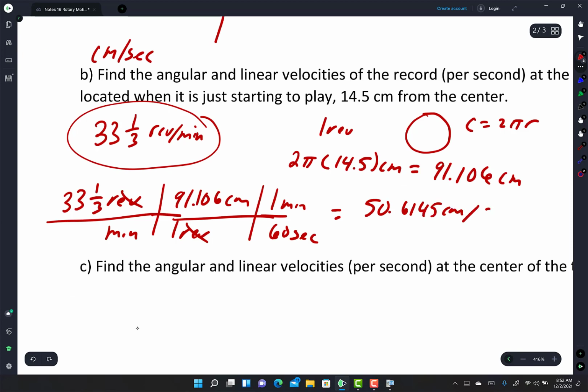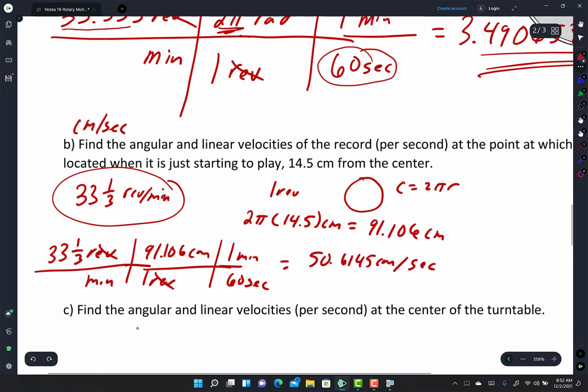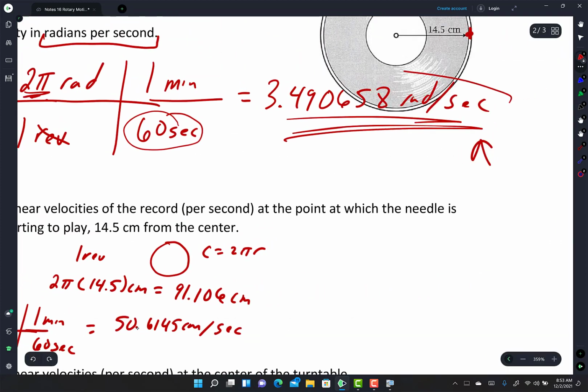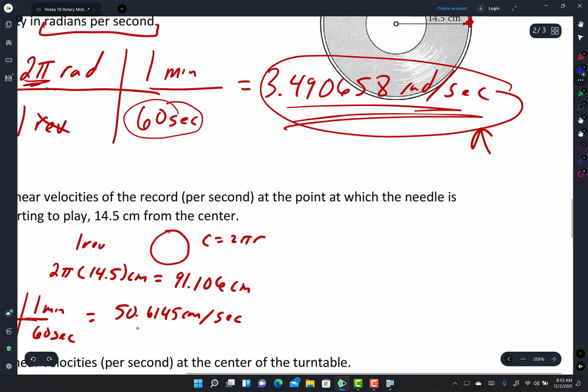50.6145 centimeters per second. Which is fine. Did all that make sense? Okay. If you already have this answer, don't write this down, guys. Don't worry, because I want to show you this hack. If you already have this answer right here, the 3.49, you can go right to the speed immediately. Let me show you how. Let's look at this hack.